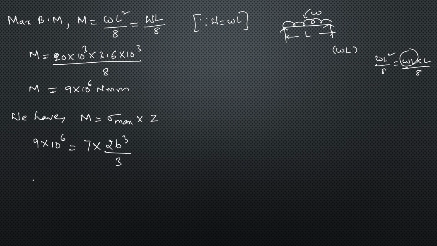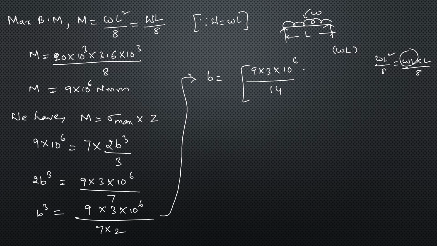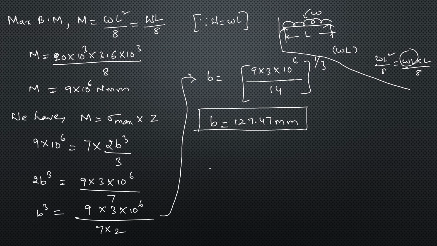So 7 into 2b cube by 3. So from here, 2b cube is equal to 9 into 3 into 10 power 6 by 7. And from here, b cube will be equal to 9 into 3 into 10 power 6 by 7 into 2. And from here, b is equal to this complete value, 9 into 3 into 10 power 6 by 7 into 2, to the power of 1 by 3. Okay, so from here I got the b value after solving as 127.47 mm.